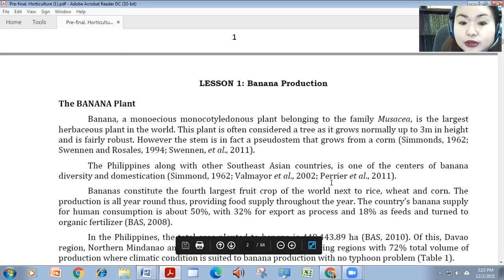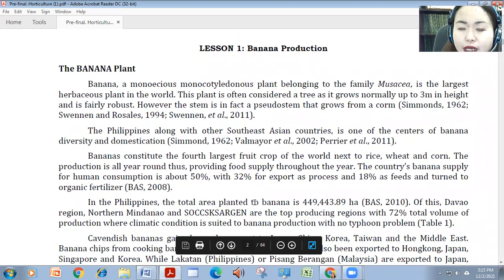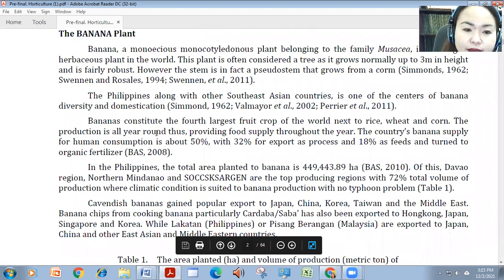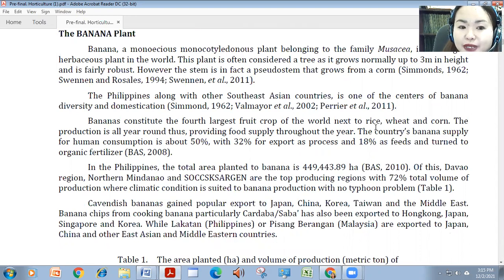So the Philippines and also other Southeast Asian countries are one of the major centers of banana diversity and domestication. No? Nasa atin ang a lot of varieties of Musaceae cultivars, and bananas constitute the 4th largest fruit crop of the world. So ito yung pinaka-importante at usually largely produced because it's largely consumed after rice, which is number 1, then wheat and corn. And the production all year round is providing food supply throughout the year.